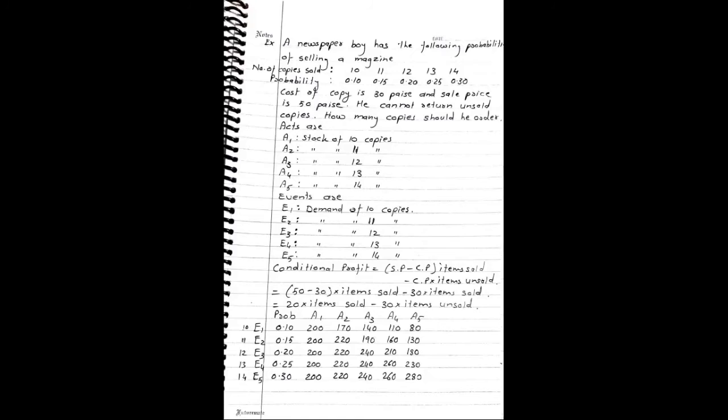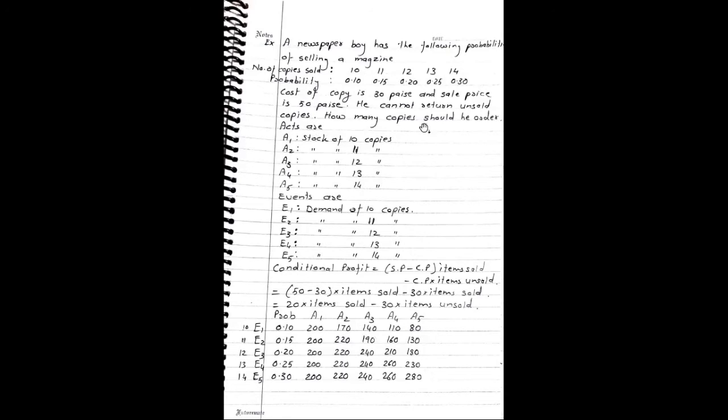Next example. A newspaper boy has the following probability of selling a magazine. Number of copies sold and the probability. 10 copies, the probability is 0.10. For 11 copies, probability is 0.15. 12 copies, probability is 0.20. 13 copies, probability becomes 0.25. And for 14 copies, the probability is 0.30. Cost of a copy is 30 paise and selling price is 50 paise. He cannot return unsold copies. How many copies should he order?